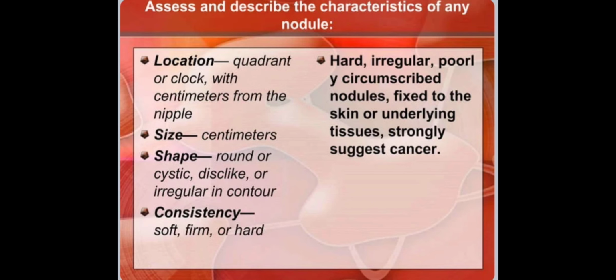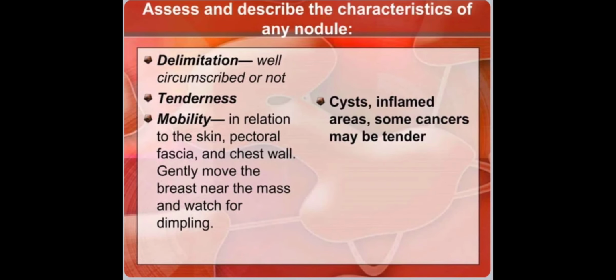Shape, is it round, cystic, disc-like, or irregular in contour? Consistency, this may be soft, firm, or hard. A hard, irregular, poorly circumscribed nodule fixed to the skin and underlying tissue strongly suggests po na may cancer ang patient. Specifically, breast cancer. Now, for the delimitation, well circumscribed or not. Tenderness, mobility in relation to the skin, pectoral fascia, the chest wall. Gently move the breast near the mass and watch for any dimpling. Inflamed areas and some cancers may cause tenderness or dimpling.